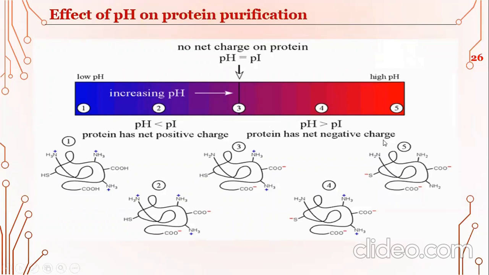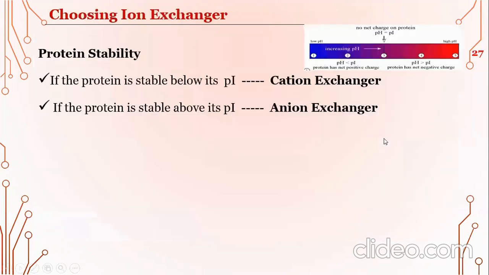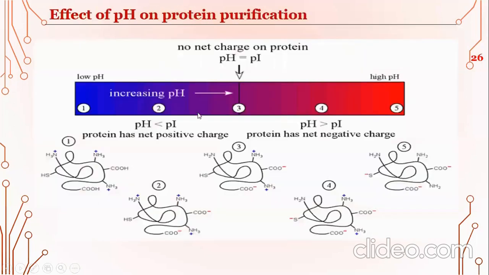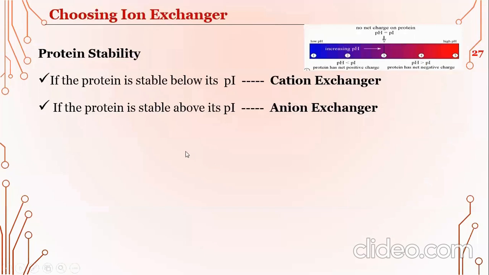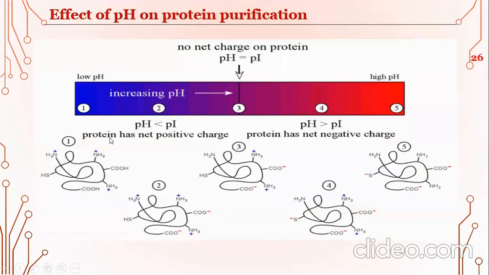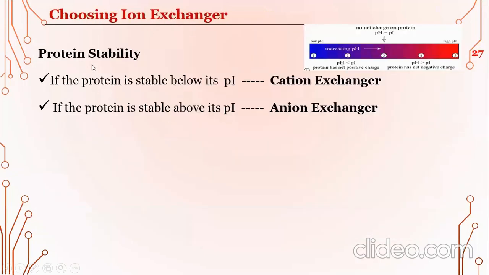Okay, so for protein stability, now we need to choose an ion exchanger. Which ion exchanger do we need to choose? Like here, either we need to choose this one or this one. We have to keep this in mind. The selection of the ion exchanger will depend upon the protein stability.